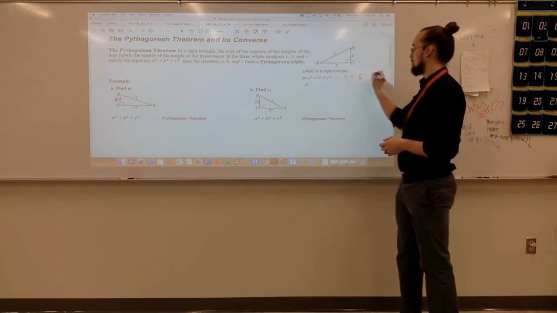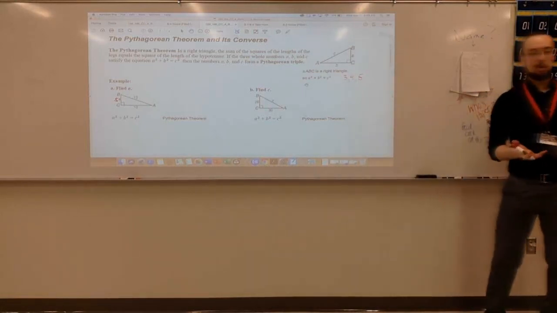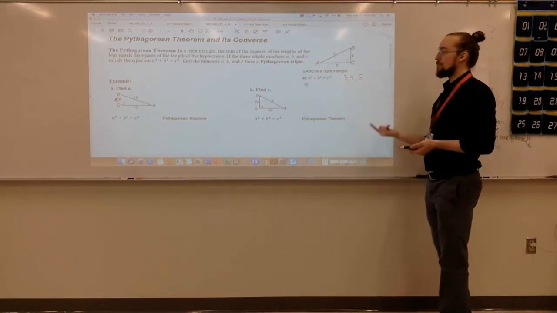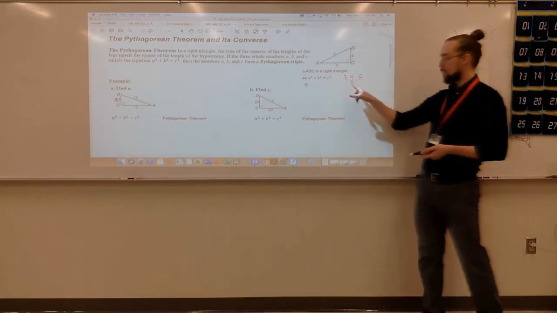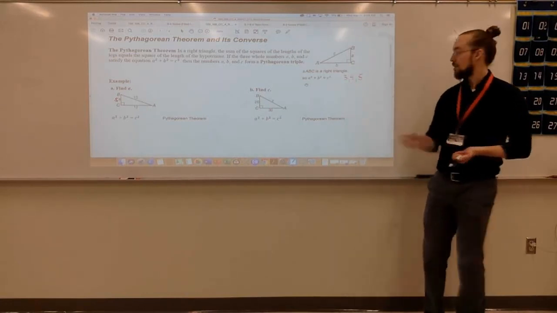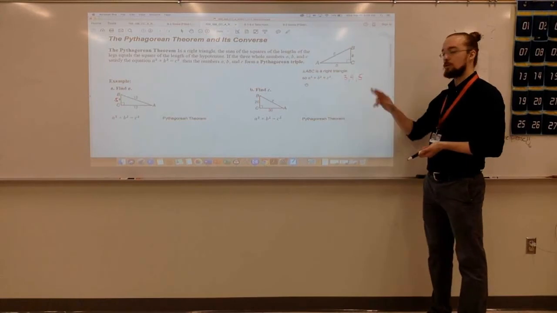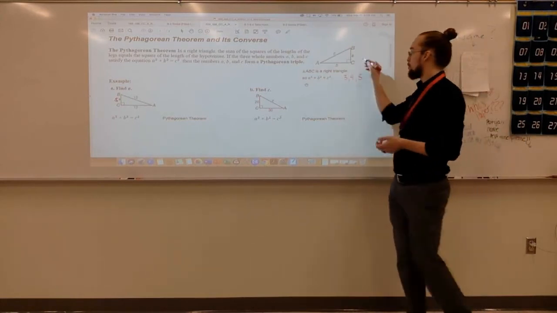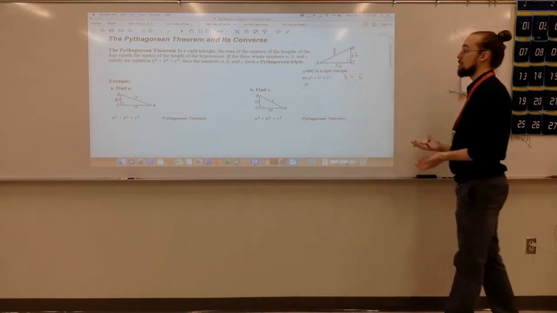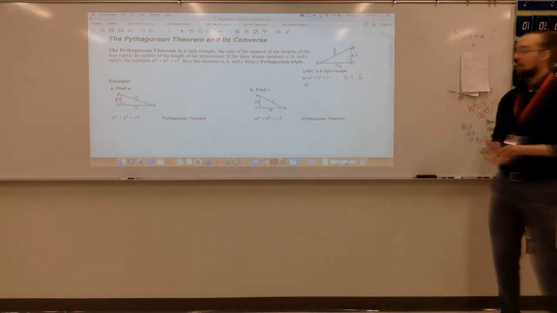3, 4, 5 might be the most common one, right? This set of numbers satisfies the Pythagorean theorem. 3 squared plus 4 squared equals 5 squared. Right? That would be 9 plus 16 equals 25. So 3, 4, 5 is one possibility for a right triangle.